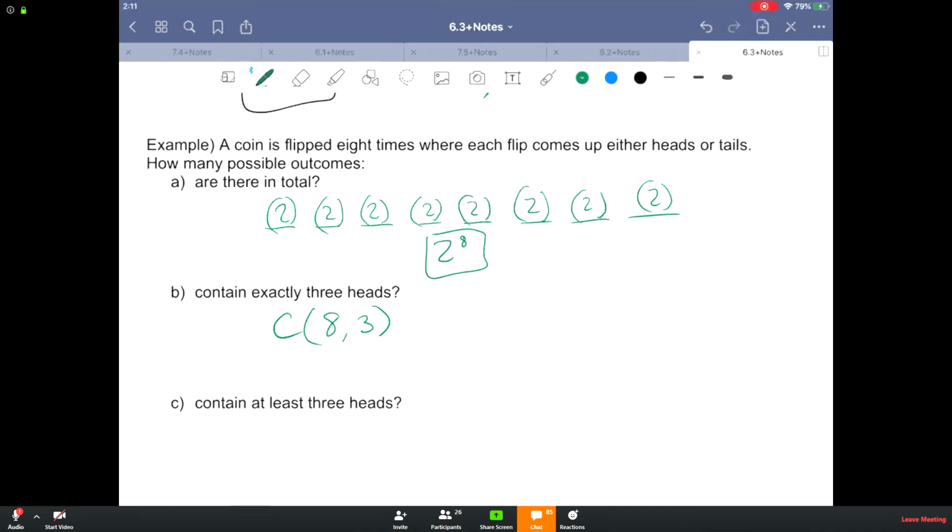So it's saying you can have heads, heads, heads, and the rest tails, but you can then have heads, tails, heads, heads, and then everything tails. You have your 8 spots. 3 of those have to be heads. With the factorials, this is 8 factorial over 3 factorial times 8 minus 3 factorial.